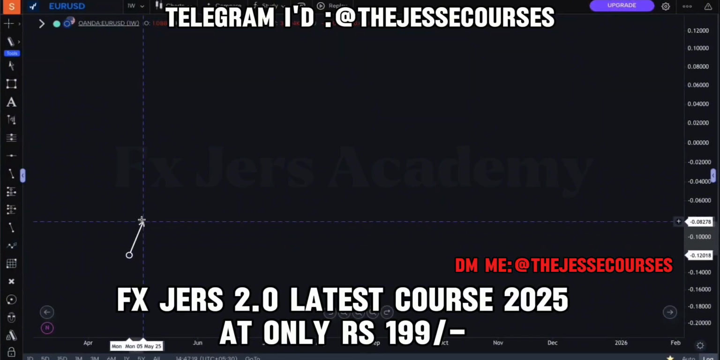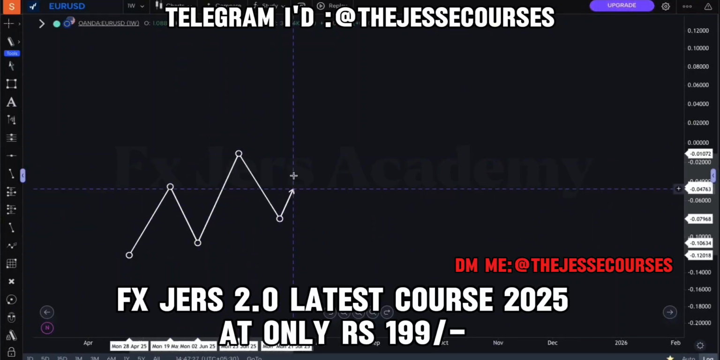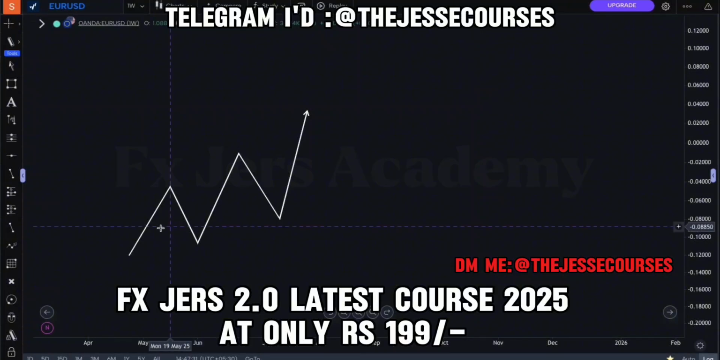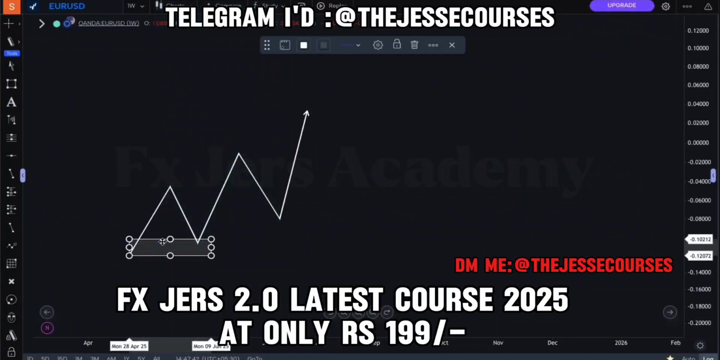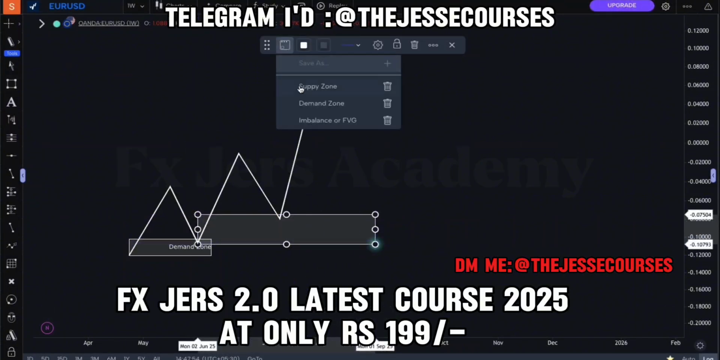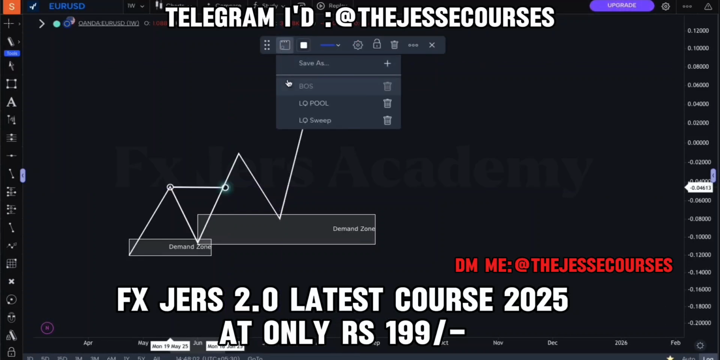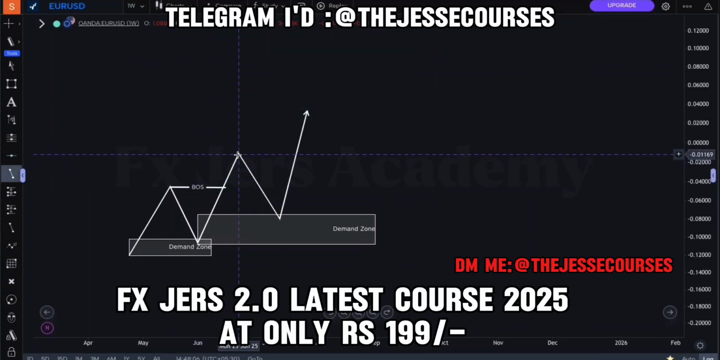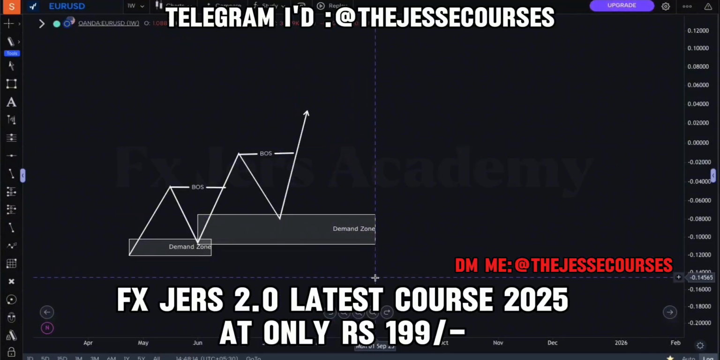Now, let's first focus on the bullish scenario. The market moves in an uptrend by making higher highs and higher lows, continuously forming demand zones where buyers step in. But before entering at these demand zones, we need to see a break of structure to the upside. As you can see in the diagram, the market is creating demand zones, and each time price returns to these levels, buyers push it higher. The break of structure confirms bullish momentum, giving us a high probability buying opportunity.